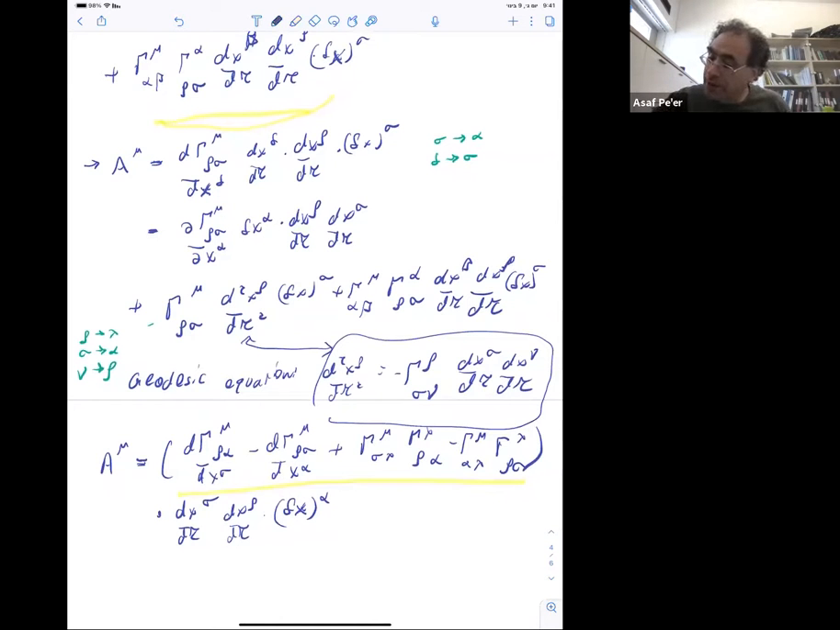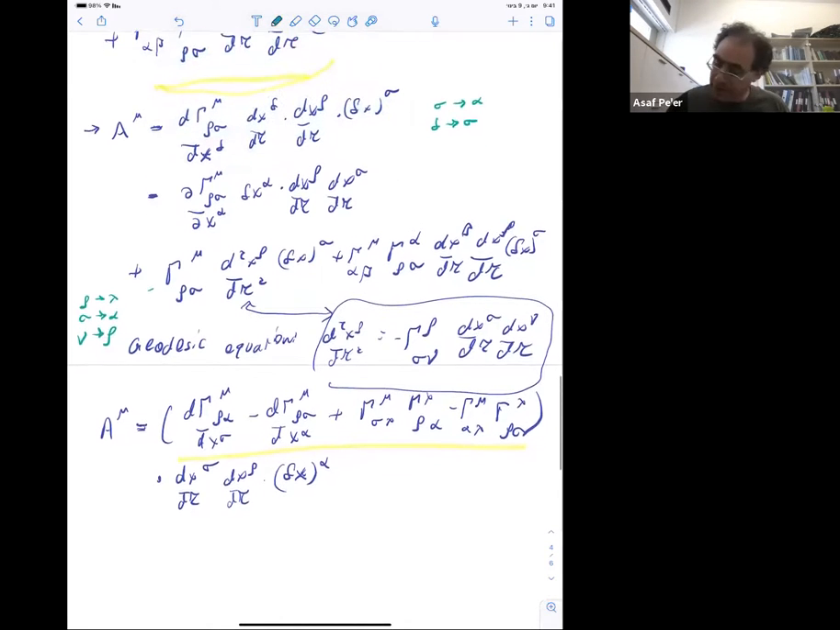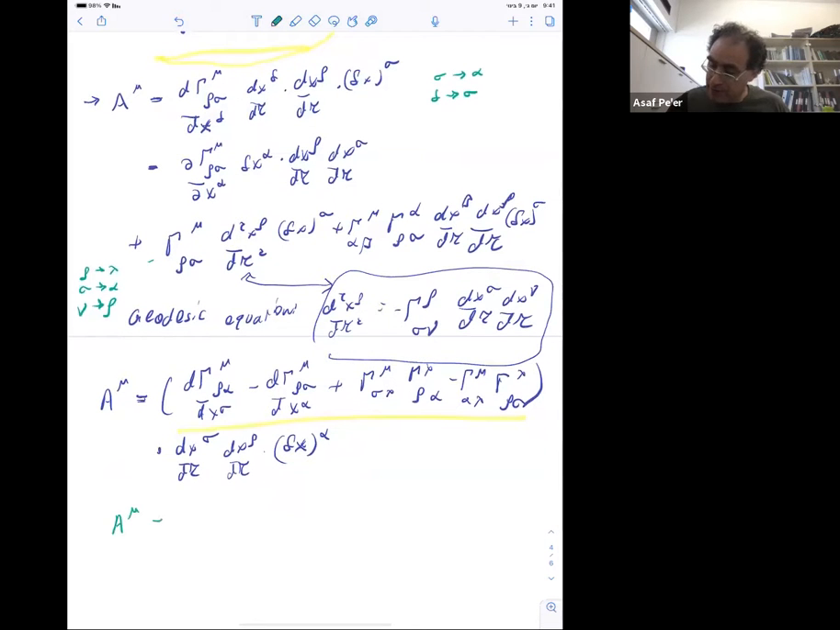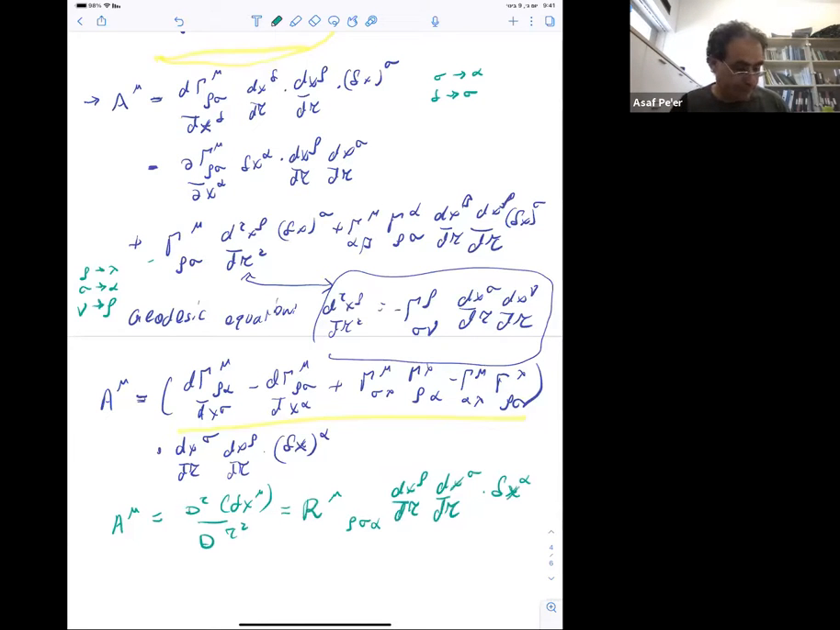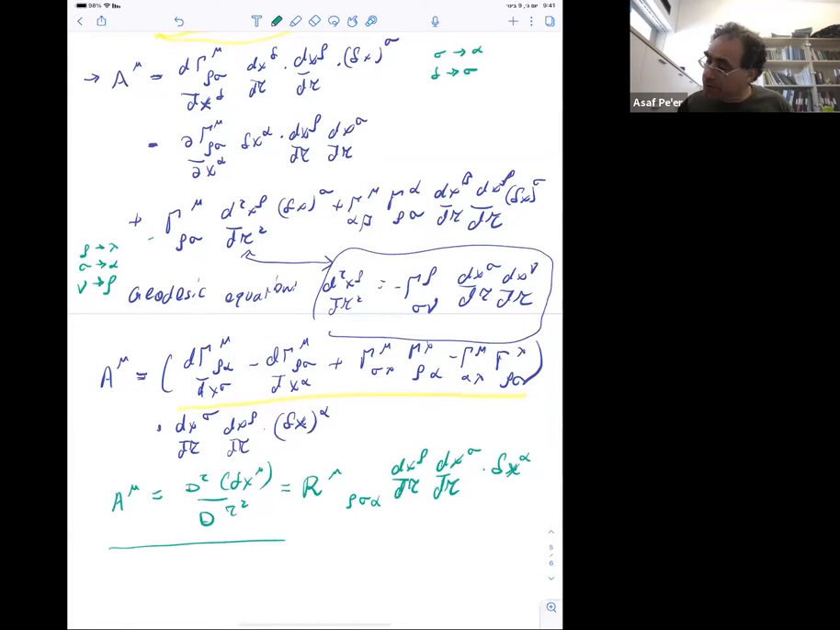So the final outcome that we get is that a mu, the relative acceleration, is just d squared delta x mu over d tau squared, which is just the Riemann tensor R mu rho sigma alpha dx rho over d tau dx sigma over d tau times delta x alpha. Now this equation is called the geodesic deviation equation.